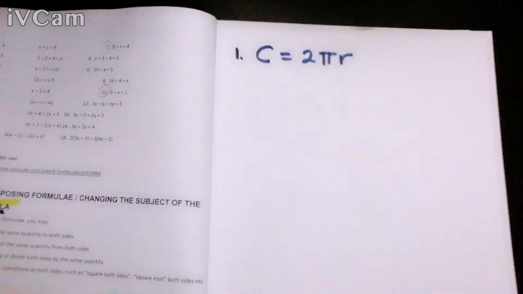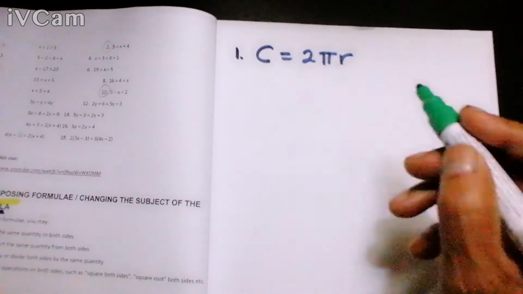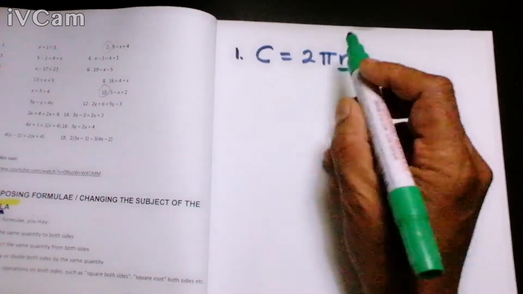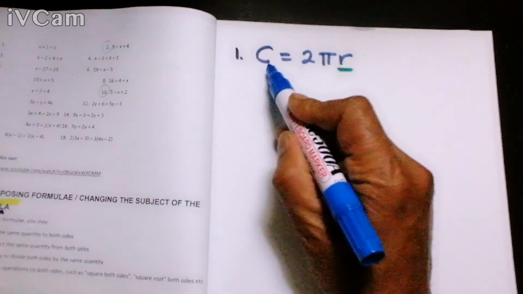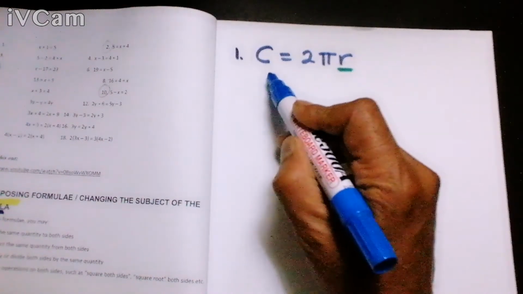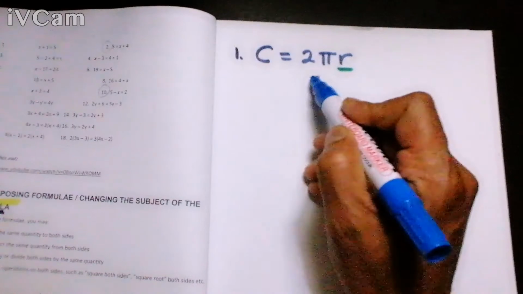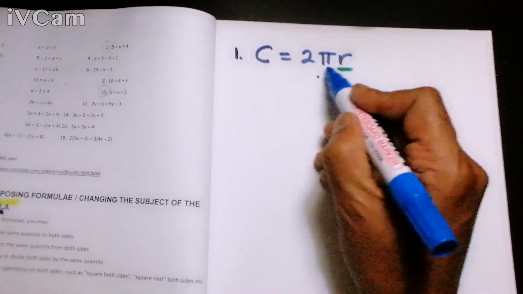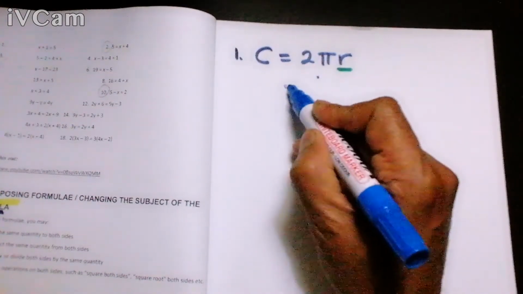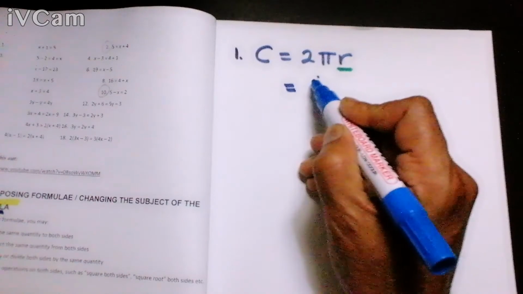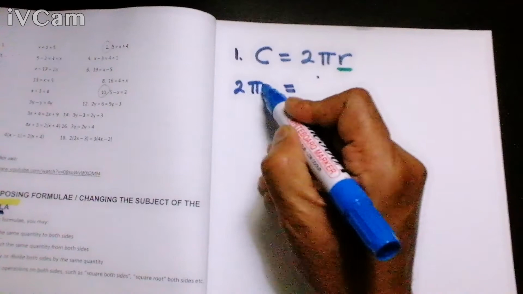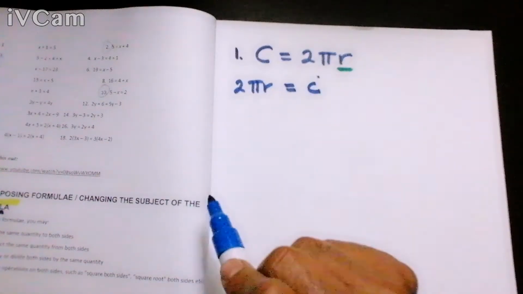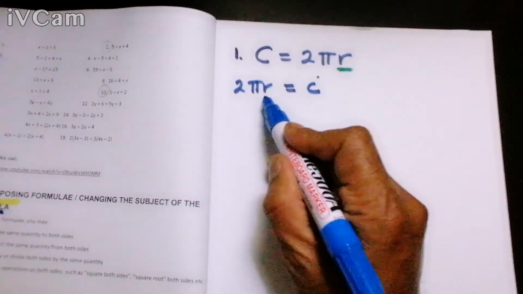Now suppose we were asked to make r the subject of the formula. Currently c is the subject of the formula, but we want it to be written as r equals something. Because this is on the right hand side, we will not change anything in the formula if we just swap these around. 2 pi r equals c, nothing has changed. I've done that because I want r to be on the left.